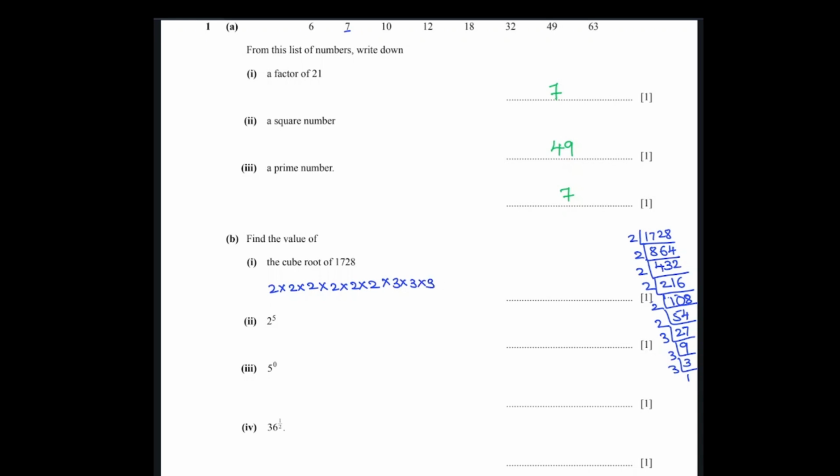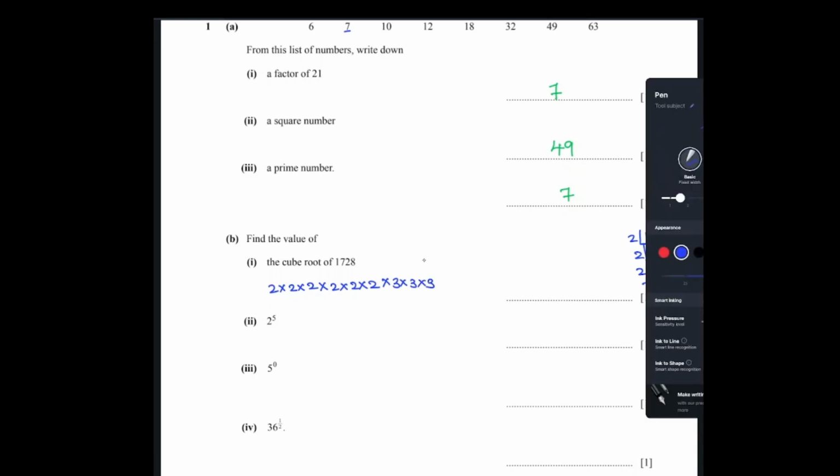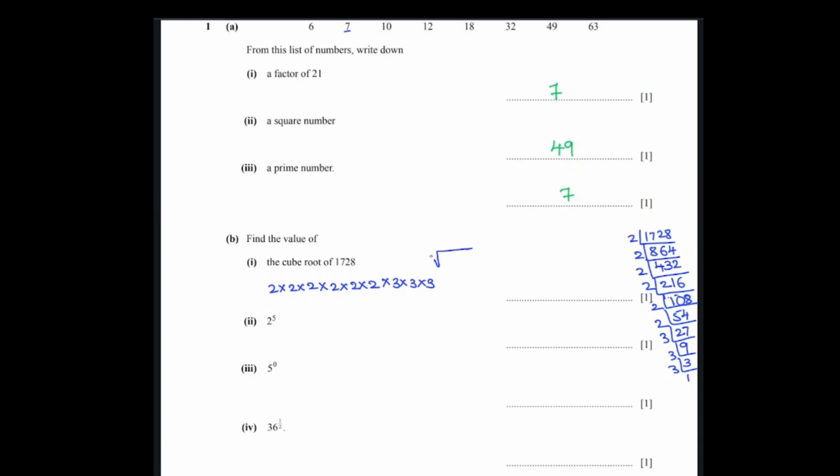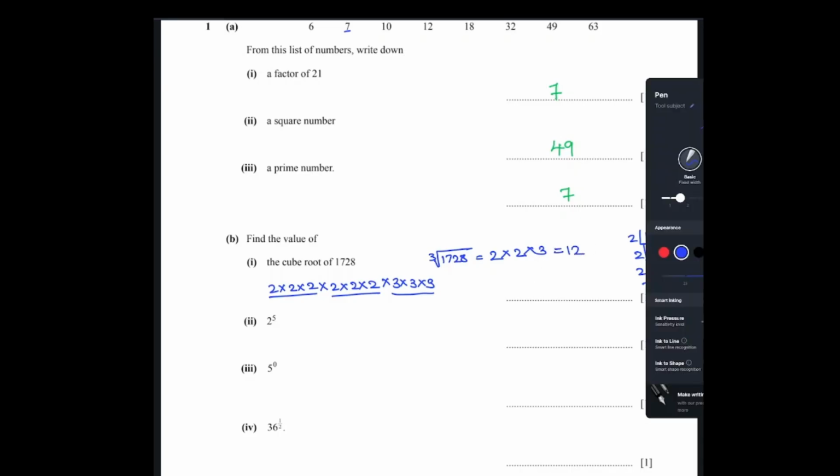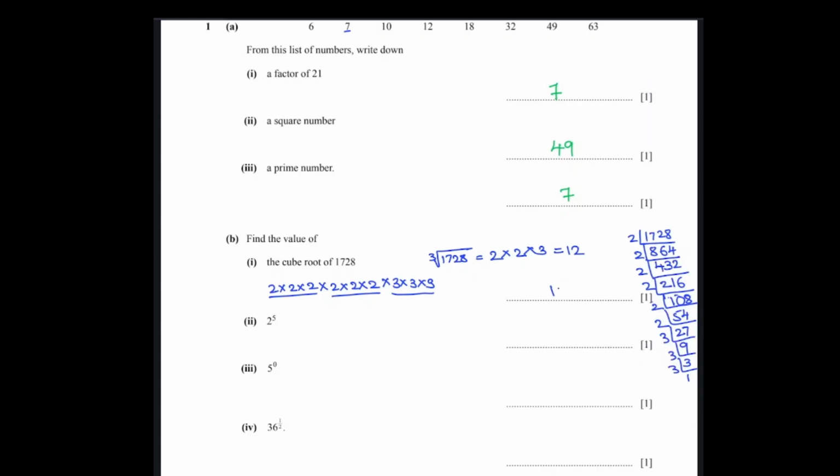So to get the cube root, what will you do? Cube root of 1728: instead of 3 twos you take one 2. Again 3 twos, take one 2. 3 threes, take one 3. So 2 2s are 4, 4 3s are 12. 12 is the cube root of 1728. This is the answer.